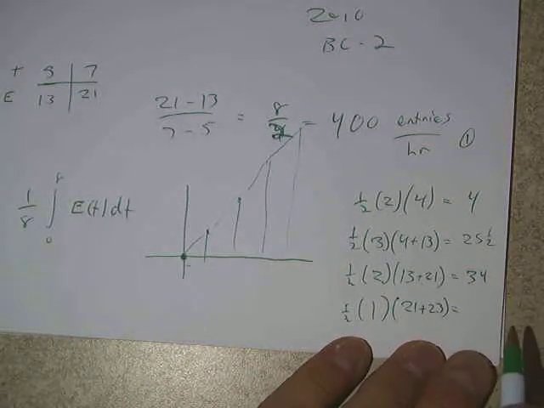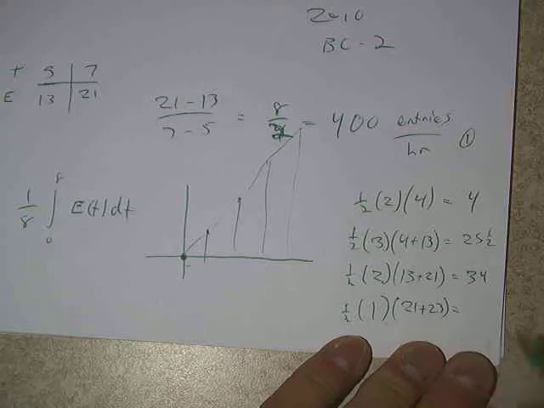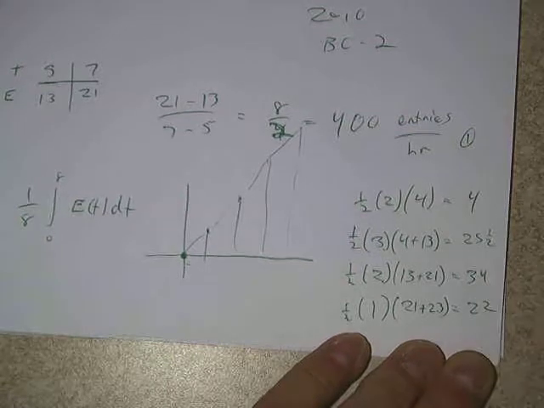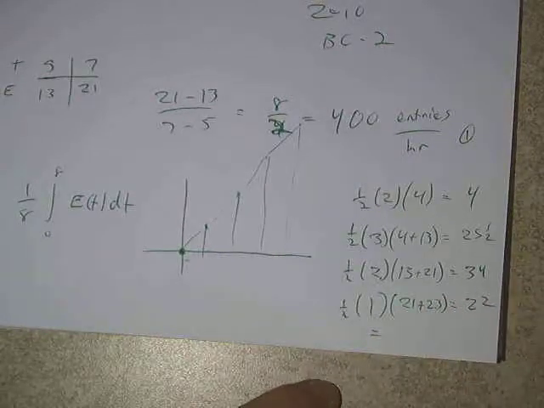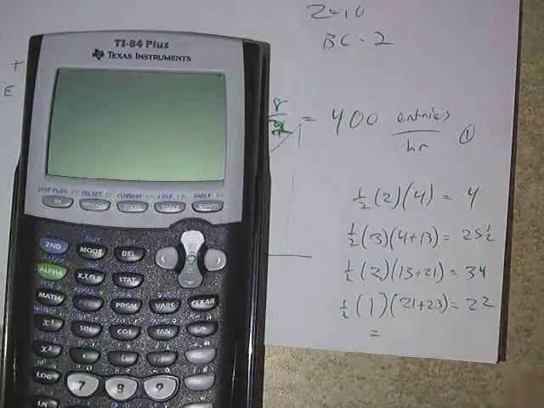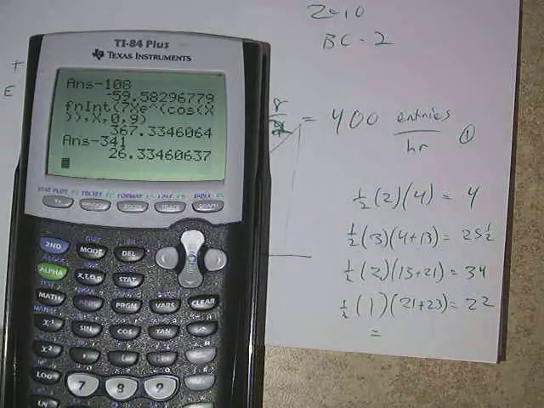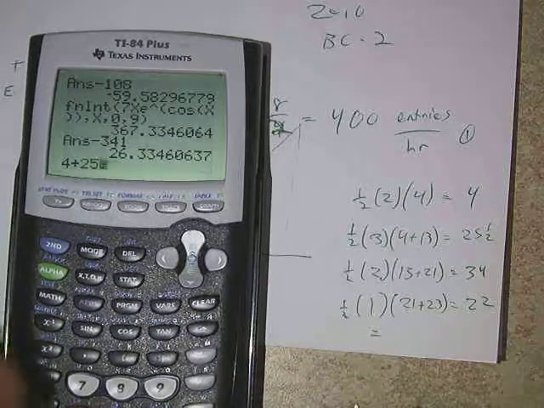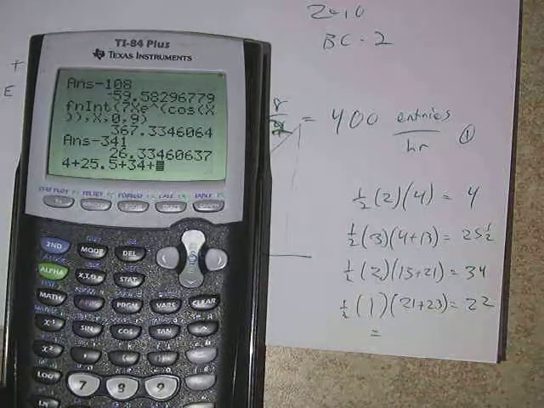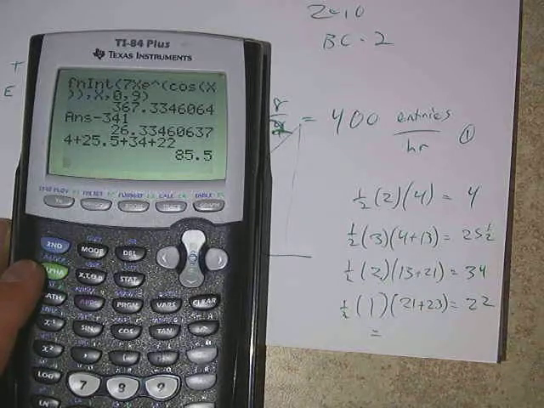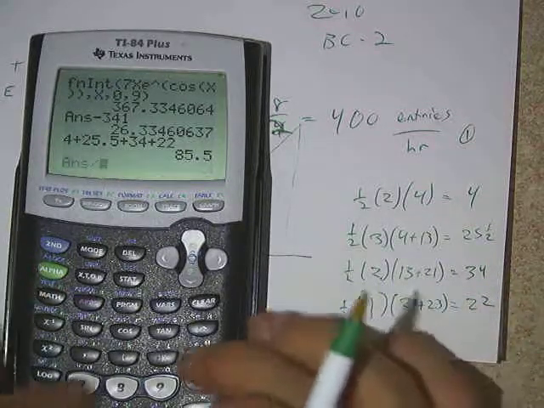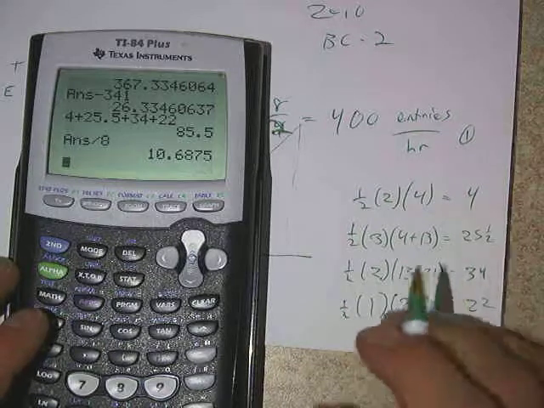Next one goes from 5 to 7, that's 2. The heights are 13 and 21, or the bases if you will. And of course that's 1, and so adding these two together we get 34. Be the area of that one. And the last one goes from 7 to 8, so that's only 1 in the height direction, and then the two bases are 21 and 23. 21 plus 23 is 44. 44 times a half would be 22.